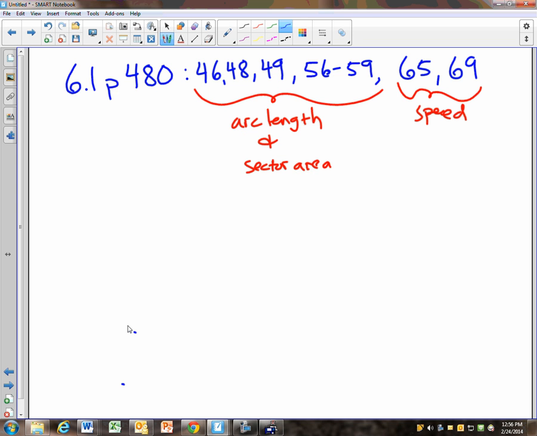This is your assignment. These problems, I think they said I had already signed 46 once. So if I already signed it once, then I don't have to do it again. But those are involving arc length and sector area, and then this one involves speed. Okay.